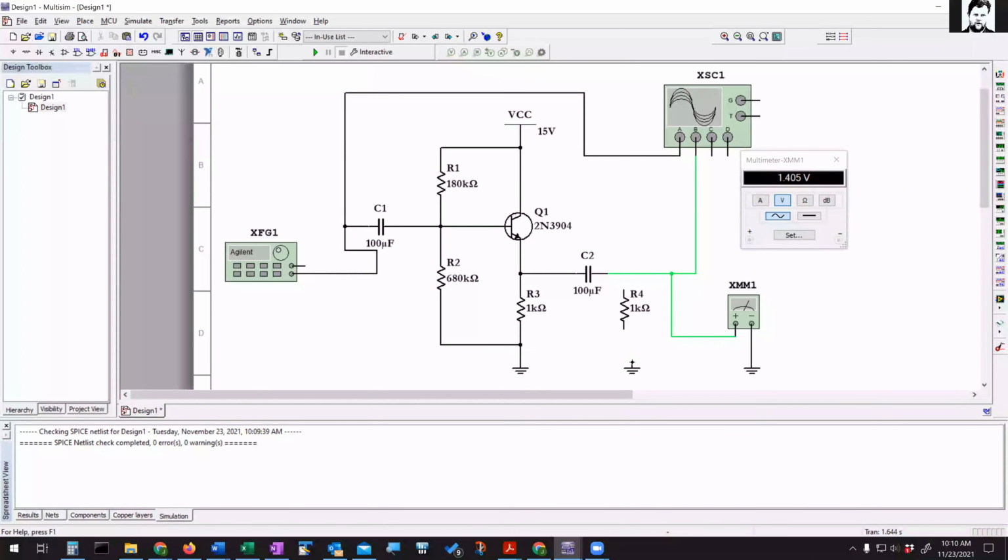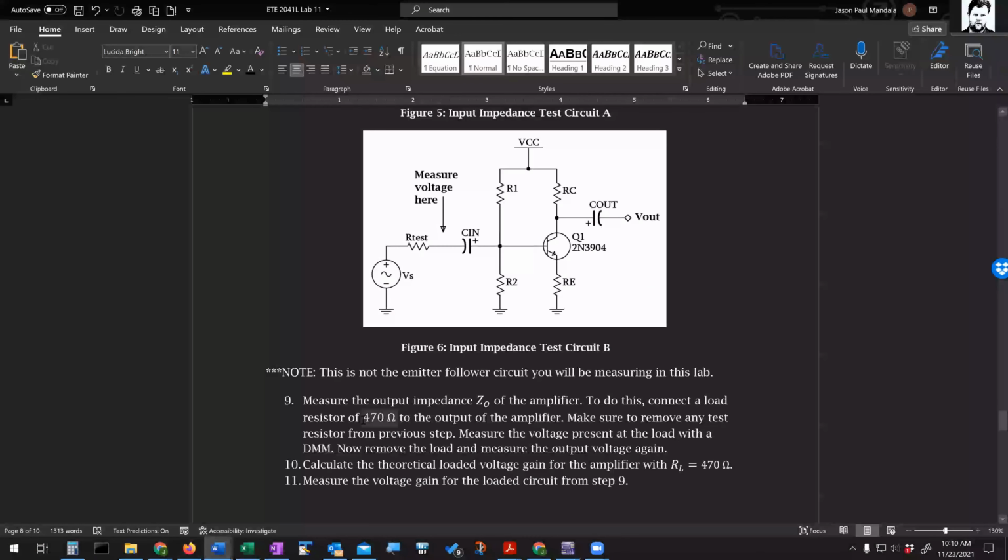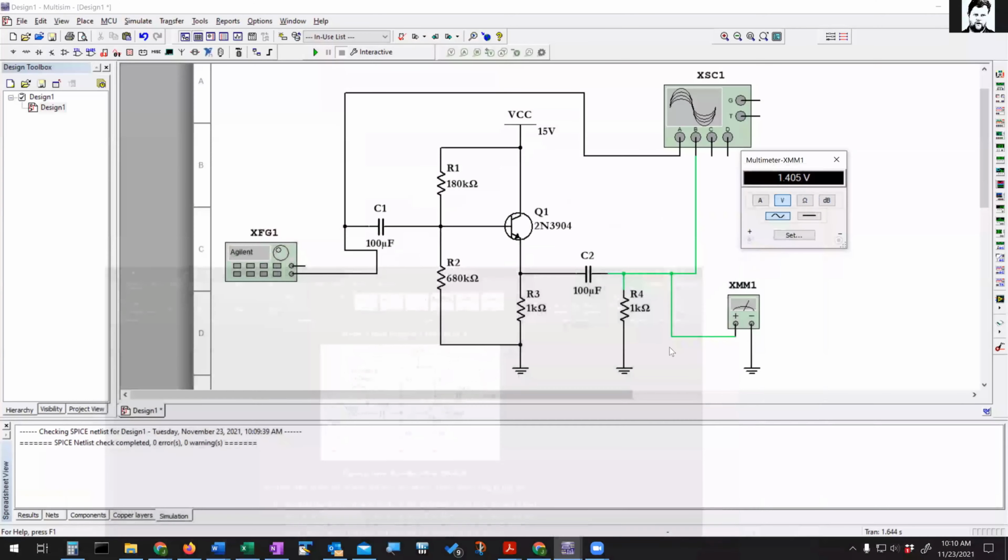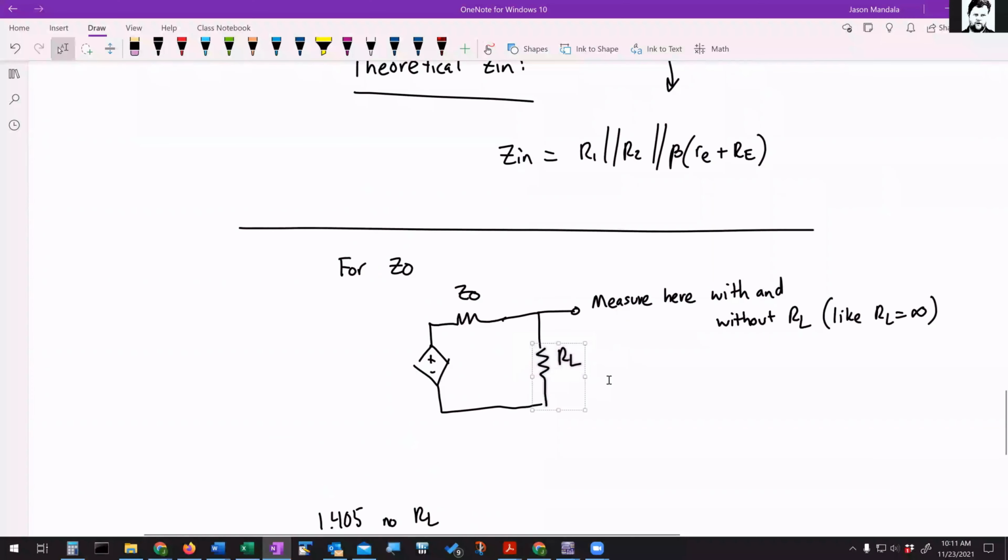And then if I do connect a load there, let's see how it changes. So the lab handout says to connect a 470 ohm there. I get 1.33. Okay, so think about what would happen if RL was equal to infinity, right? If RL was an open circuit here. So in this picture, if RL was an open circuit and you measured up here, there would be zero current, right?